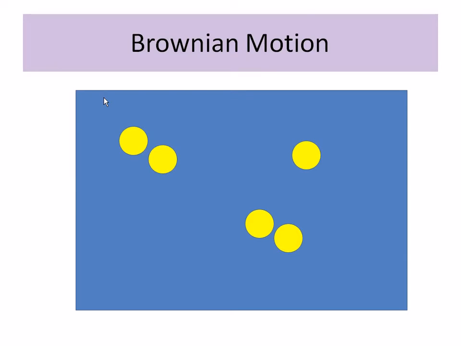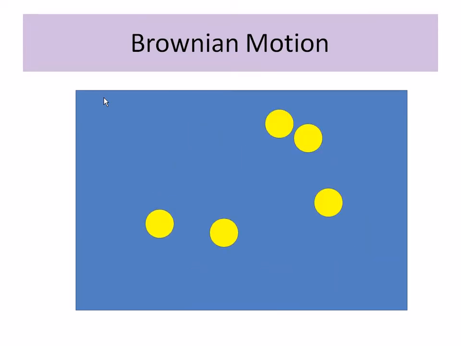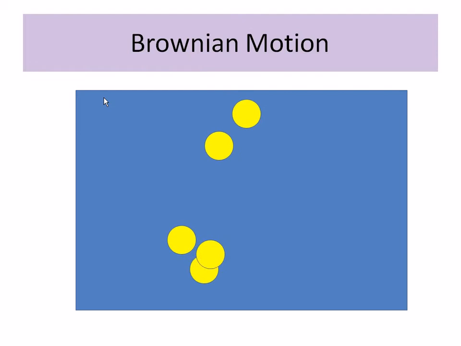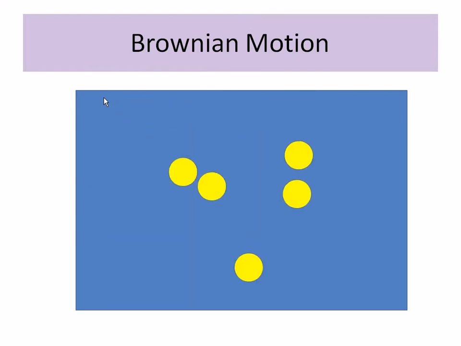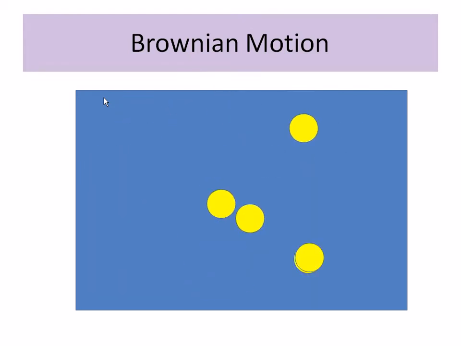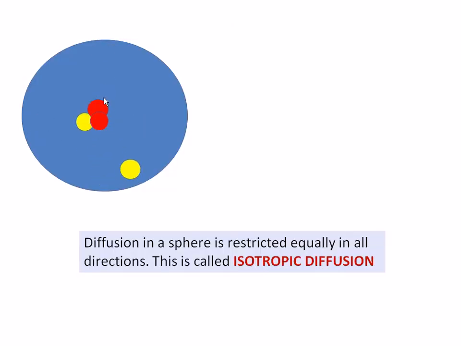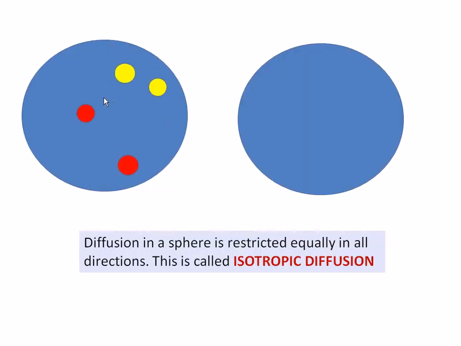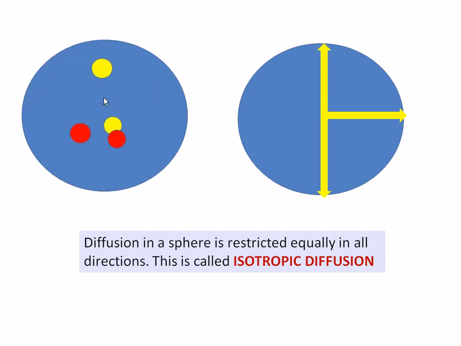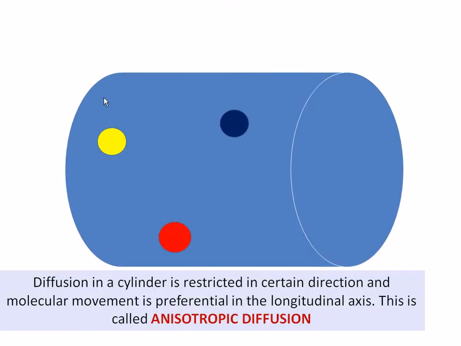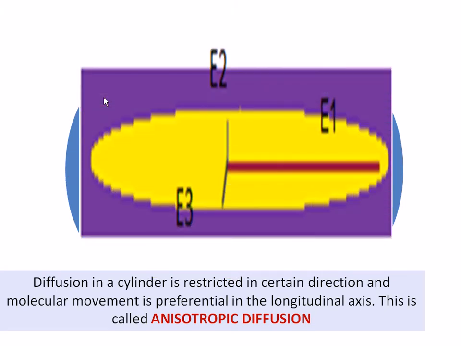Now we all know from our physics that every single live particle has a random incoherent movement called Brownian movement. This occurs everywhere. If it is a sphere, these move in all directions, and the movement on all axes is just the same if you take it from the center, and so it is called isotropic diffusion. But if the cavity or the content is a cylinder, then you will find that the molecular movement is preferential in the longitudinal axis, and that is called anisotropic diffusion.